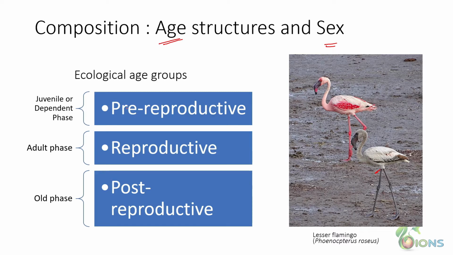Okay, so we can divide an organism's lifetime into three different phases or groups: pre-reproductive, reproductive and post-reproductive. These phases allow you to understand how a population is growing, reducing or stabilizing, because the pre-reproductive phase talks about the number of individuals that are available for reproduction.